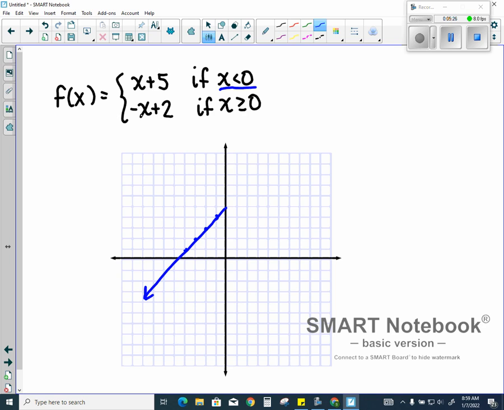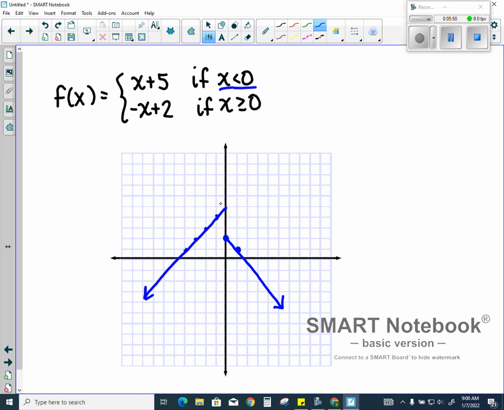If I want to graph y equals negative x plus 2, then that has a y-intercept of 2, a slope of negative 1, and while that line in itself goes like this, it says I'm only going to draw it for values greater than or equal to 0. So it goes that way.